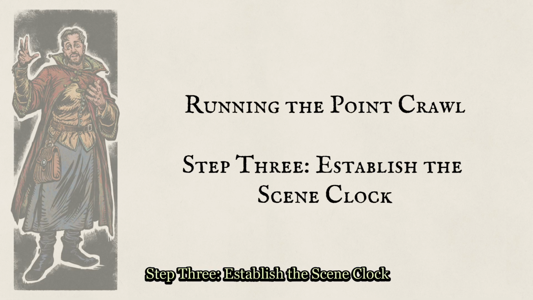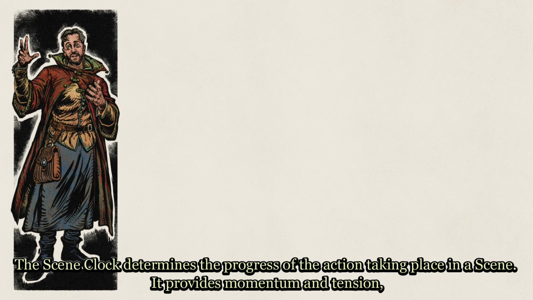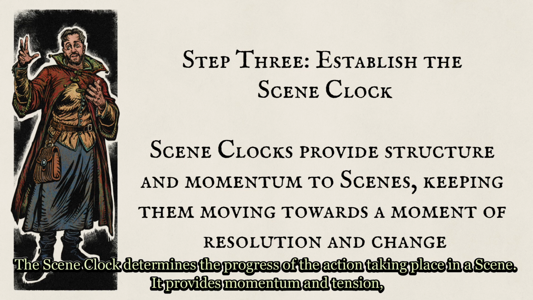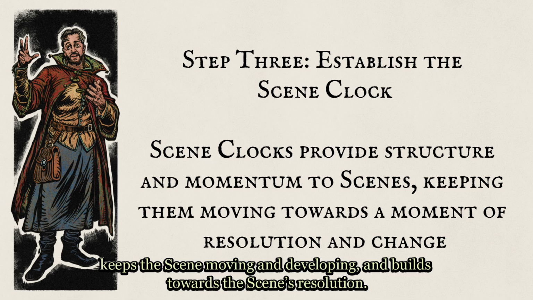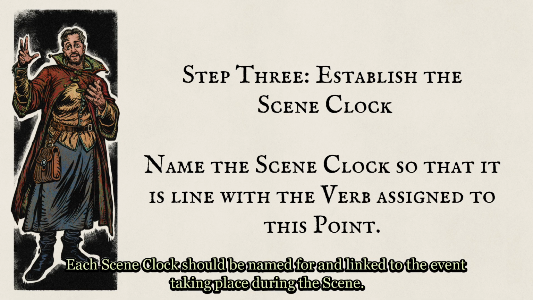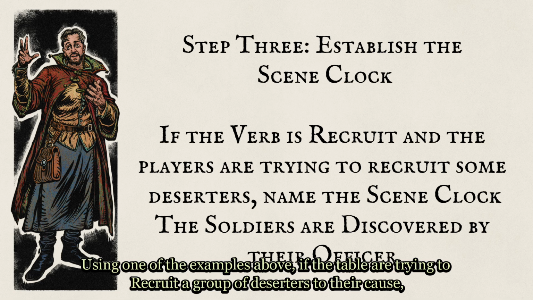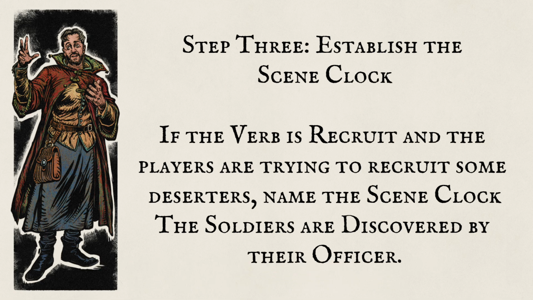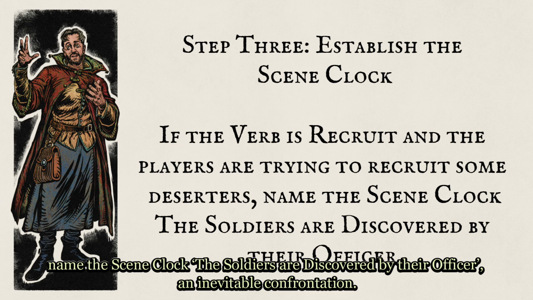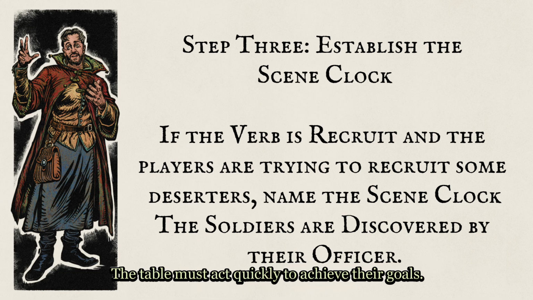Step 3. Establish the scene clock. The scene clock determines the progress of the action taking place in a scene. It provides momentum and tension, keeps the scene moving and developing, and builds towards the scene's resolution. Each scene clock should be named for and linked to the event taking place during a scene. Using one of the examples above, if the table are trying to recruit a group of deserters to their cause, name the scene clock, the soldiers are discovered by their officer, an inevitable confrontation. The table must act quickly to achieve their goals.